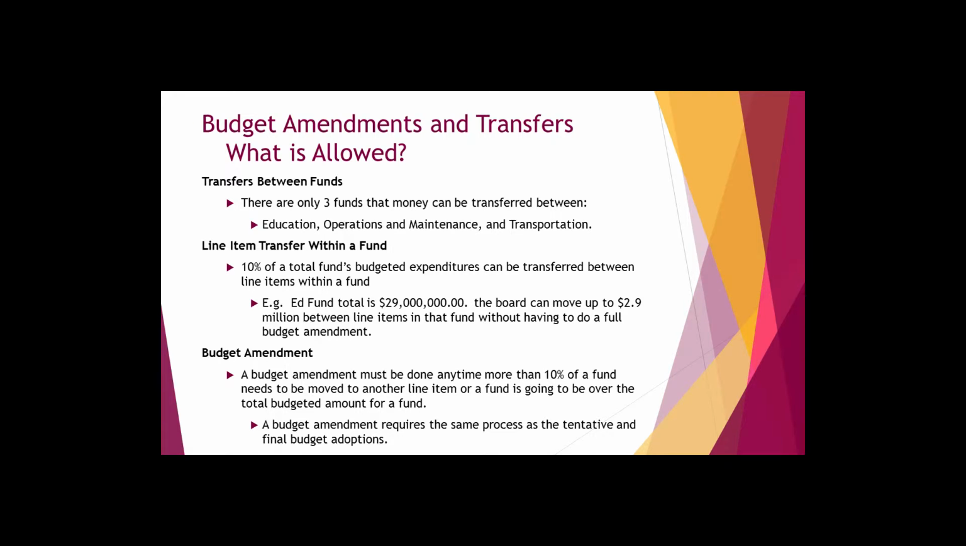This allows us to move money around with board approval to meet the needs of our district on a daily basis without having to go through the whole formal 30-day public review period, formal board adoption. We have to do a budget amendment if more than 10% of a fund needs to be moved to another line item, or if a fund as a whole is going to be over the total budgeted amount for that fund. And as I said before, a budget amendment requires the same process as the tentative and final budget adoption.